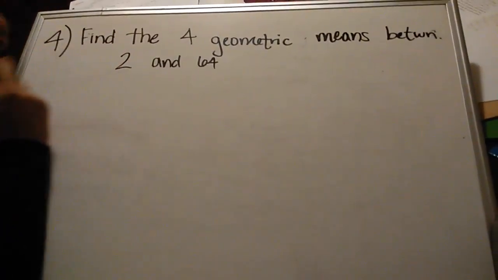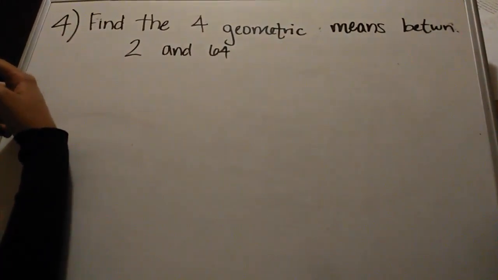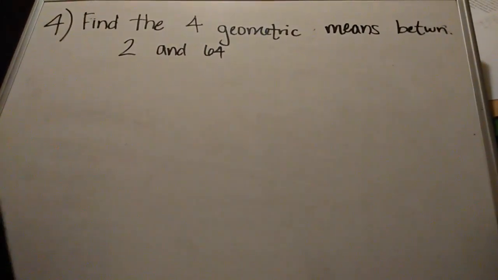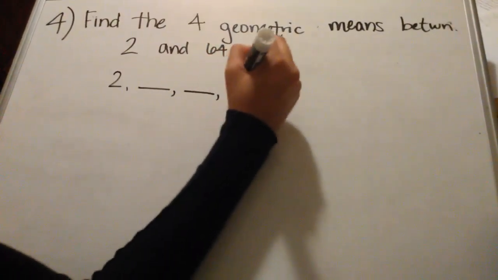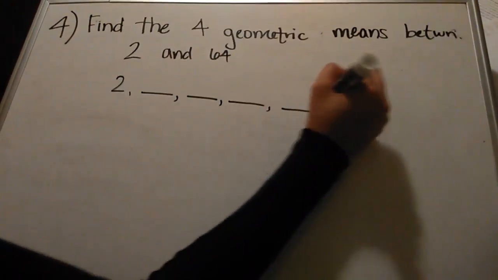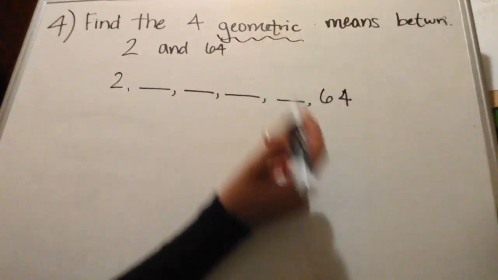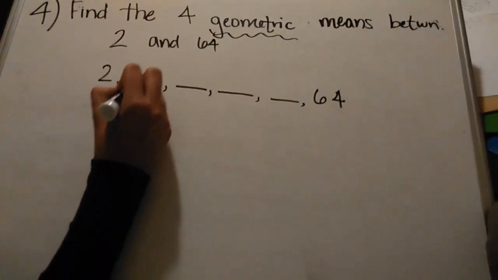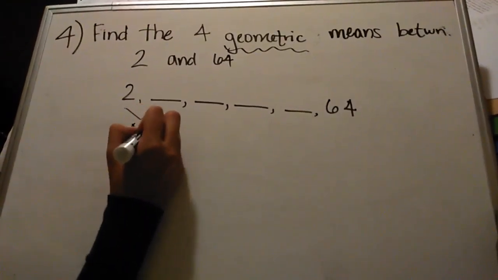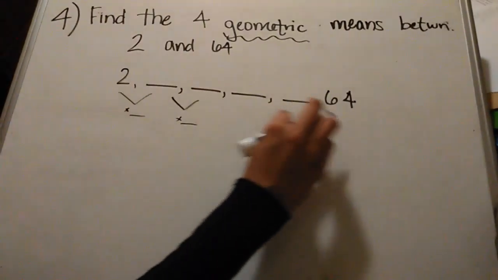So in this example, we have to figure out the four geometric terms between 2 and 64. So that means we have to find the terms that come in between it. An important thing to see is that it says geometric means. So unlike the last problem, instead of finding a common difference, getting from one term to the next, we are finding the common ratio. So that means something will multiply to get from one term to the next.